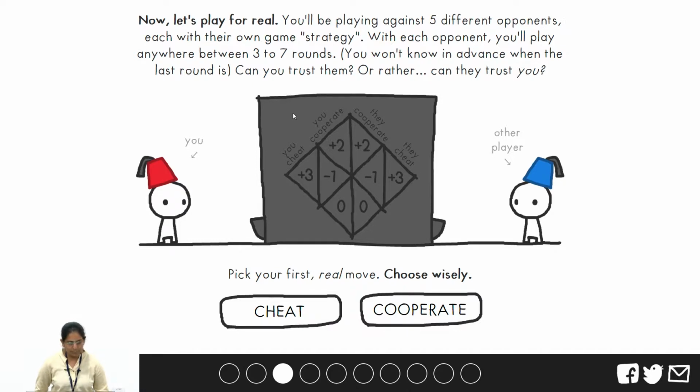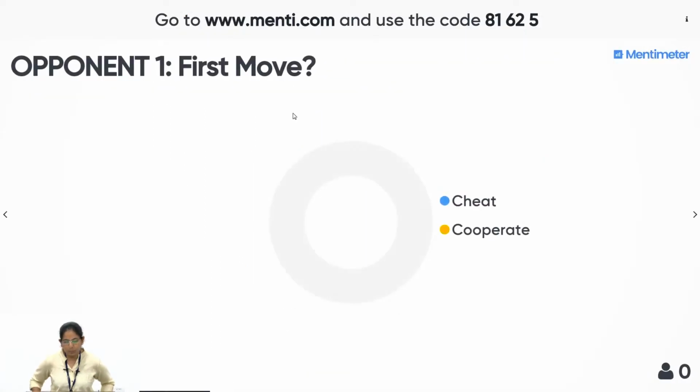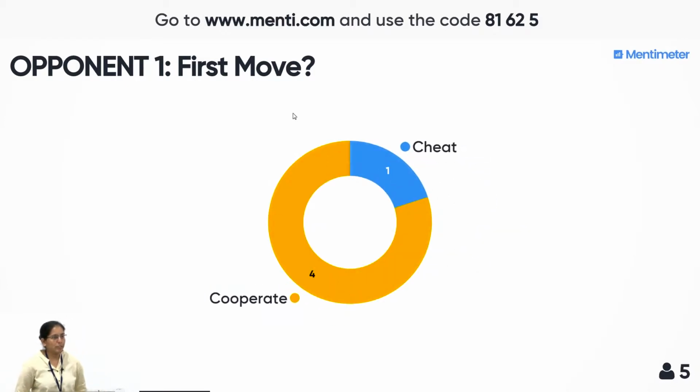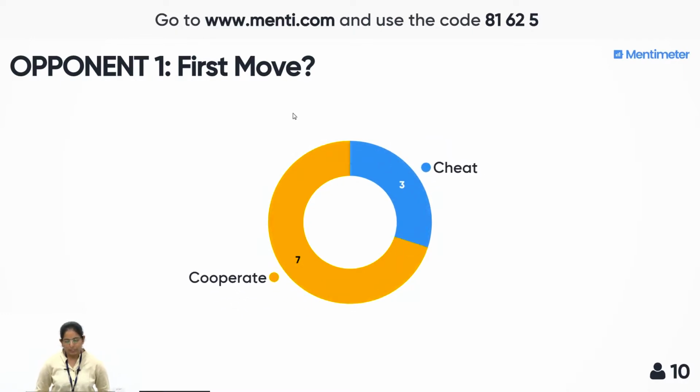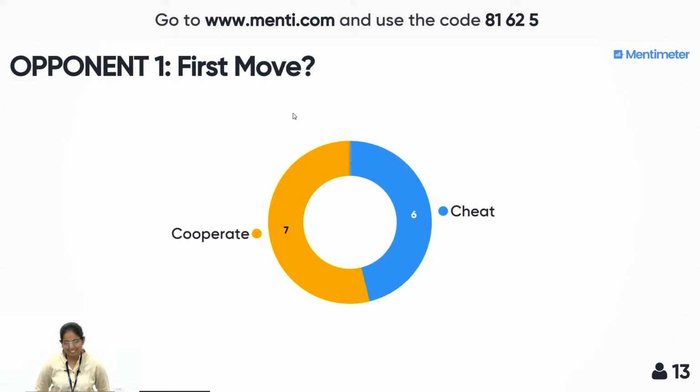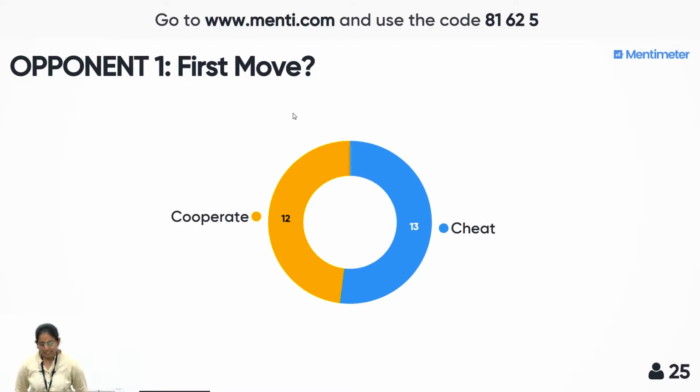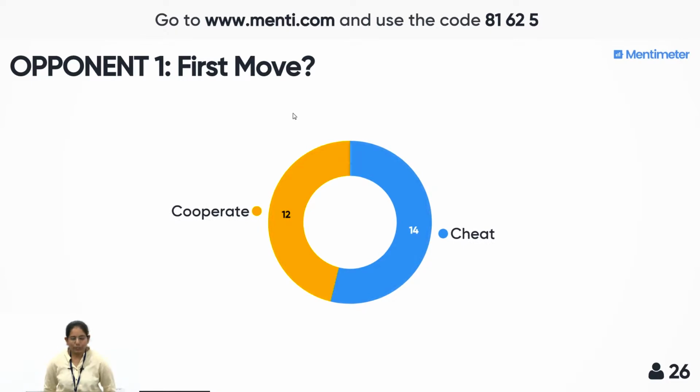So let's get started with the first player. You're going in blind, you know nothing about the first player. What is your opening move going to be? I'll only do this for the first move. After that, I'll just randomly volunteer people to tell me what to do. Okay, this is fairly close. This is a player about whom you know nothing, and the other player also knows nothing about you. So your first move is going to really set the tone for how the remaining rounds are going to go.